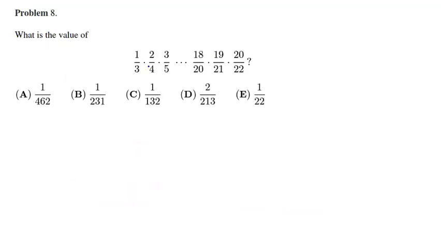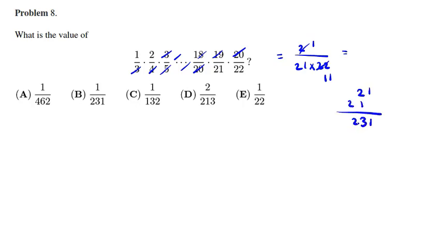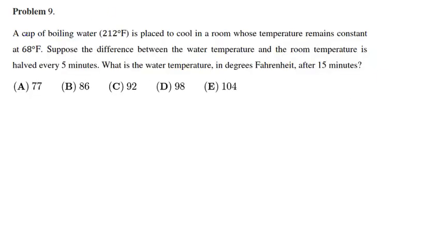Problem number 8. What is the value of this product? You say, okay, 3 will be cancelled. It is a telescoping product or telescoping rule. It will cancel all of them. So we have 2 over 21 times 22. We divide by 2, it is this. 11 times 21 will be 231, so the answer is 1 over 231. The answer is B.